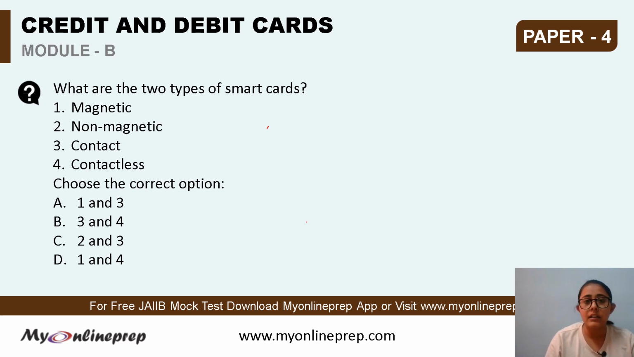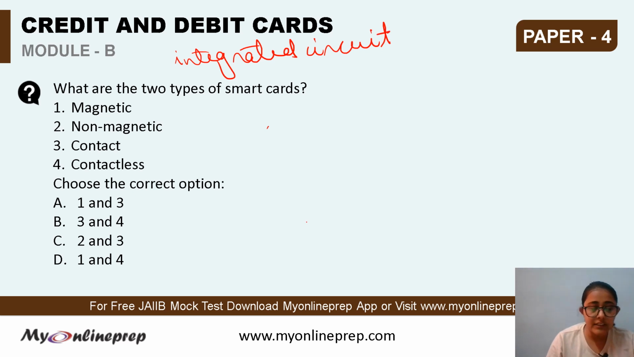So first, what is a smart card? It is similar to a physical card. It is a small physical card that contains an integrated circuit or a microprocessing unit. It is a physical electronic authentication device and it is used for various financial transactions. So the two types of smart cards that are available to us are the contact and the contactless. So it is 3 and 4, and 3 and 4 is given in option B. So option B is the correct answer. That is, contact and contactless are the two types of smart cards that are available to us.